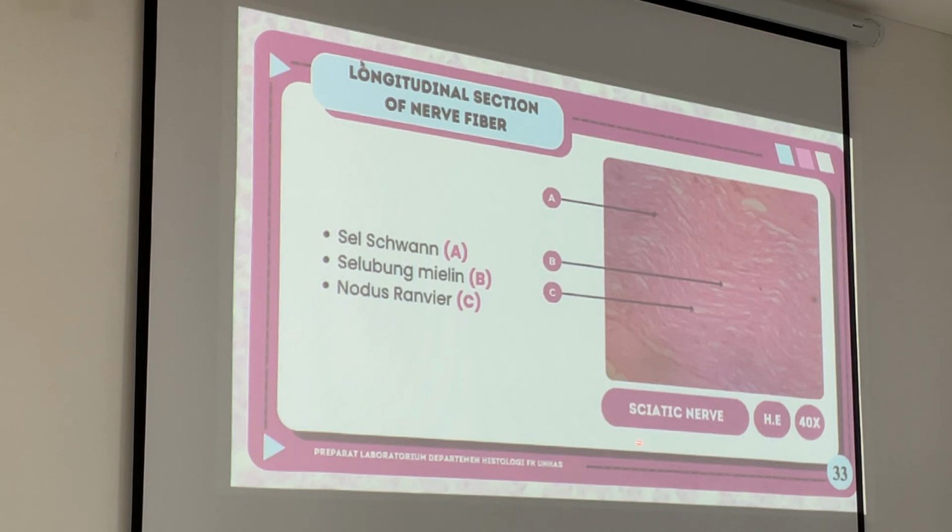The sciatic nerve is the organ that we take it from, but it's not only the sciatic nerve. Other nerves can also be found like this, the tibial nerve, the humeral nerve, and so on. All nerves will look like this. Okay, the white one is the myelin. The node of Ranvier is not really seen here. Maybe this one, because you can see the small gap here. Okay.